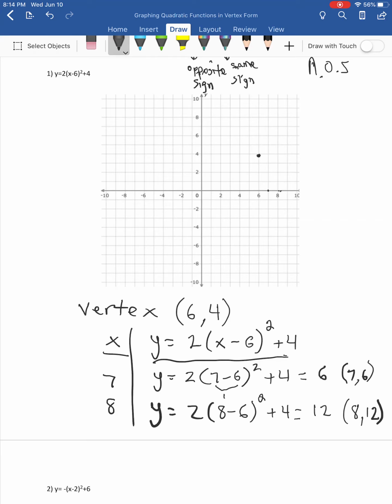So let's plot these points. (7, 6) is over here, and (8, 12), let's say is like here, okay? And then we use symmetry to finish off our parabola. 1 to the right of the vertex is at 6, so 1 to the left of the vertex is going to be at 6. 2 to the right of the vertex is at 12, so 2 to the left of the vertex is also going to be at 12, like there, okay? And we'll finish by plotting a smooth curve through our points.